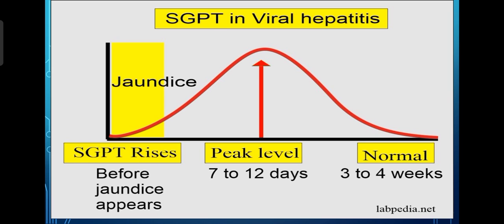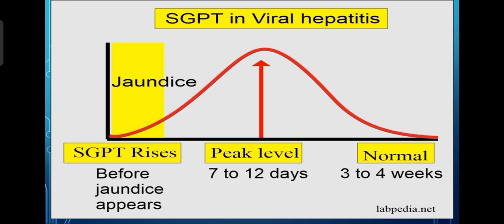This graph shows the level of SGPT in case of jaundice or viral hepatitis. So SGPT rises once the jaundice arrives, then it will go to peak level in around 7 to 12 days. Again it will come to normal level after 3 to 4 weeks of the jaundice. So this is about the importance of SGOT and SGPT in blood serum.